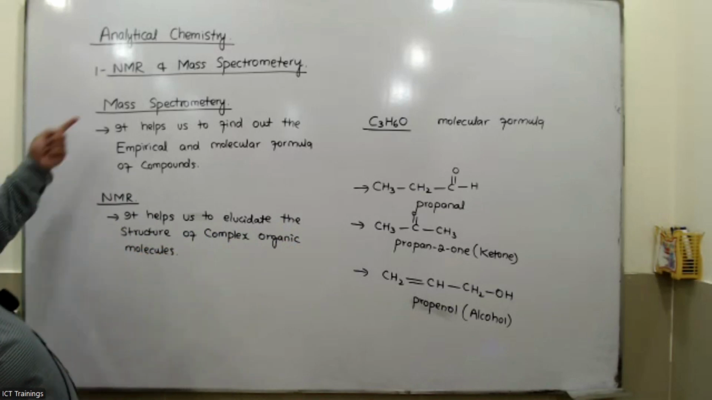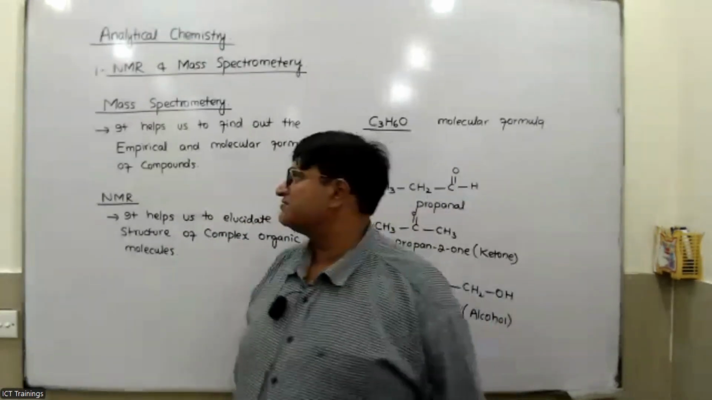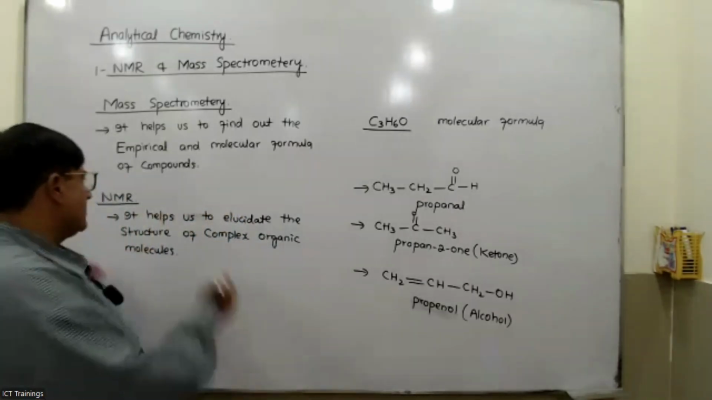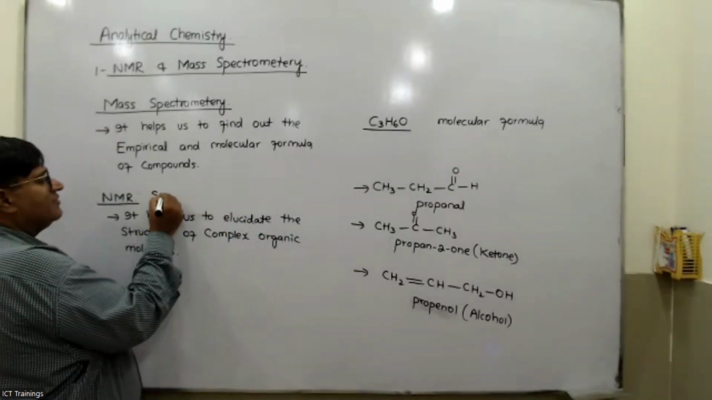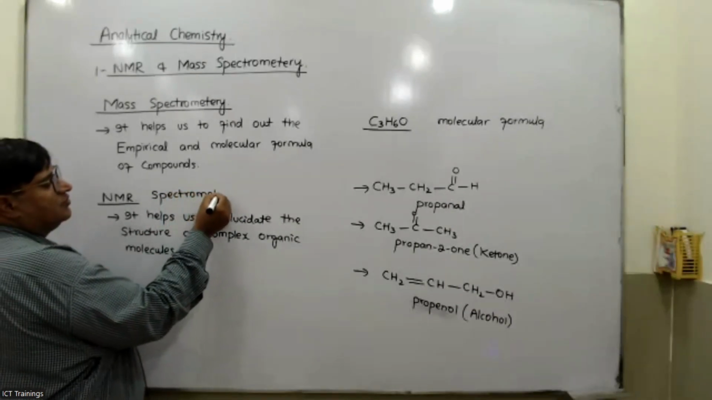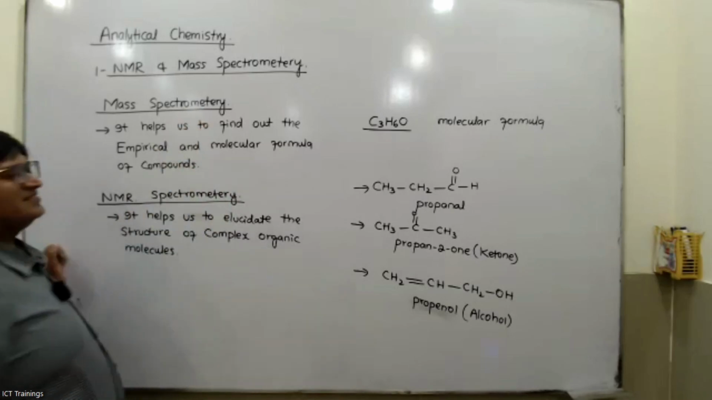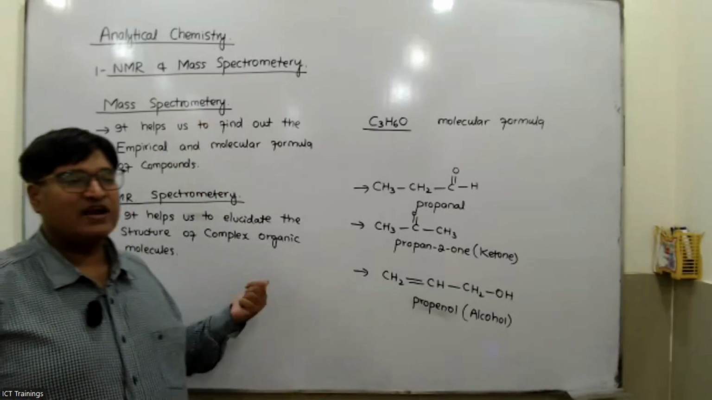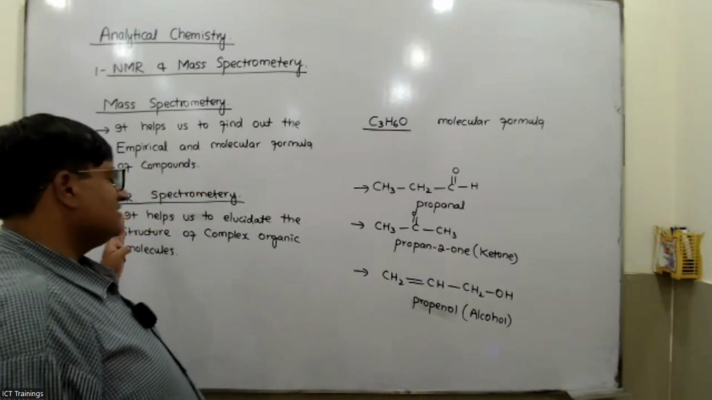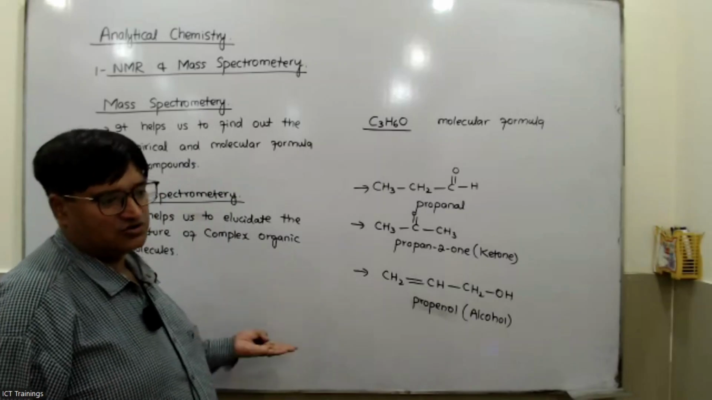Okay, so we got these two spectrometries. The first one is mass spectrometry. The second one is NMR spectrometry. So these are the two techniques. One of them helps us to find out the molecular formula of the compound. The second technique tells us the structure of that molecule.